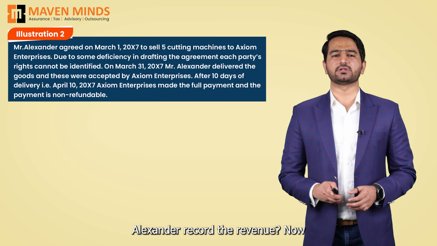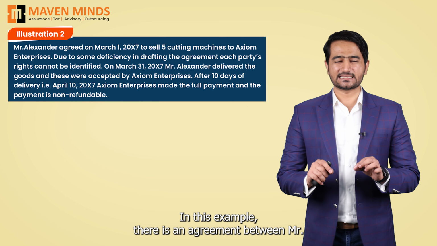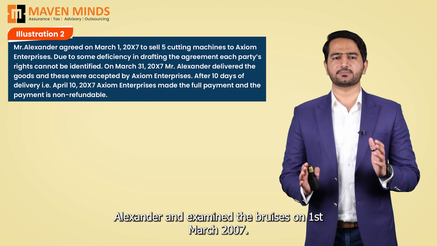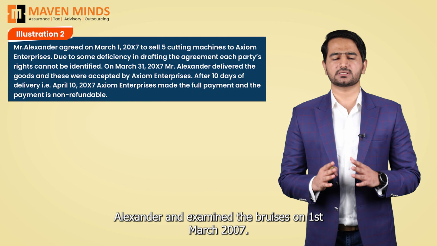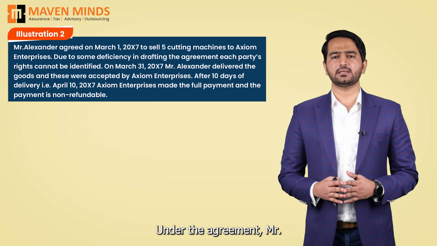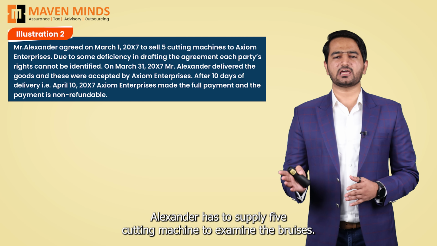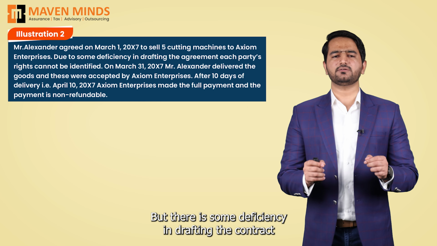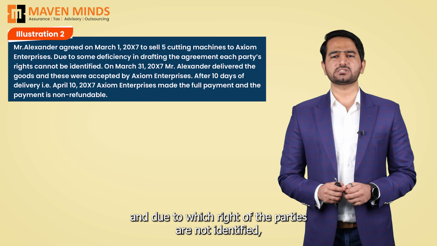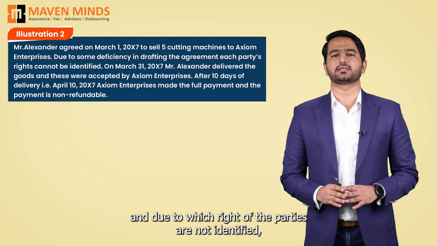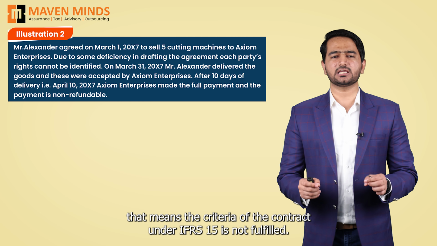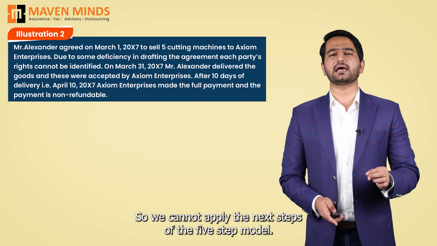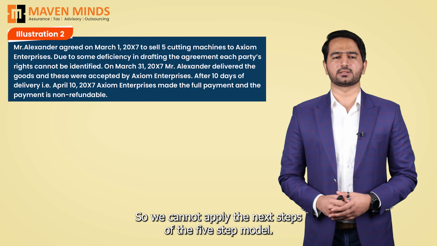Now, in this example, there is an agreement between Mr. Alexander and Exim Enterprises on 1st March 2007. Under the agreement, Mr. Alexander has to supply 5 cutting machines to Exim Enterprises. But there is some deficiency in drafting the contract, due to which the rights of the parties are not identified. That means the criteria of the contract under IFRS 15 is not fulfilled, so we cannot apply the next steps of the 5-step model.